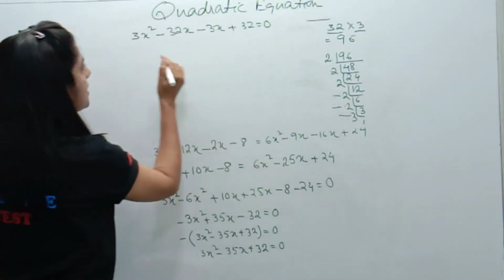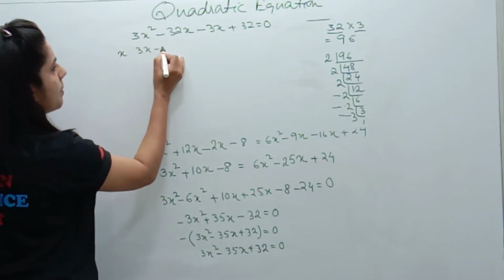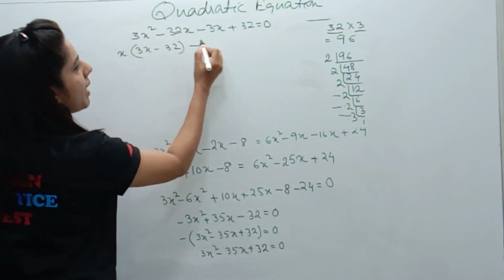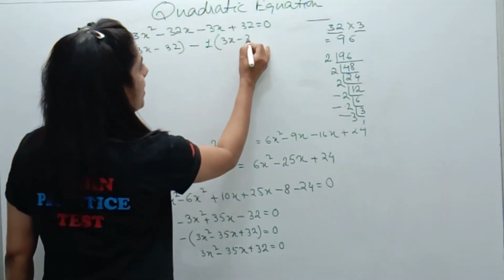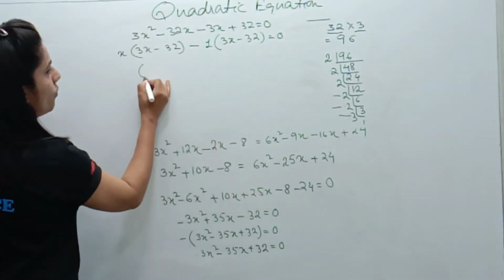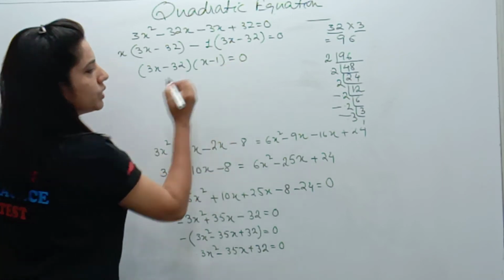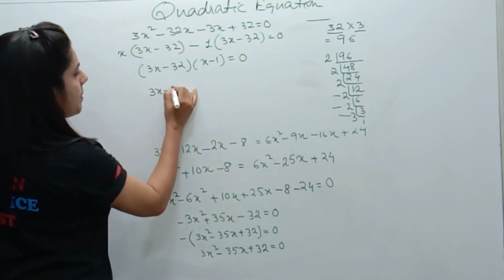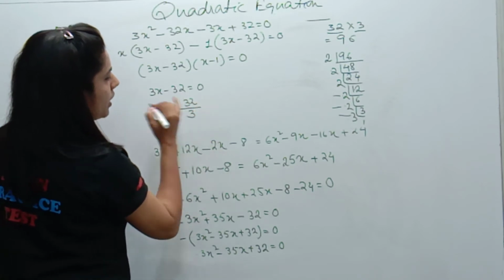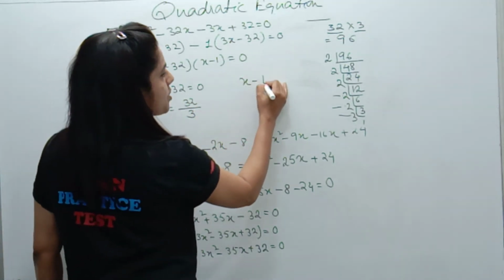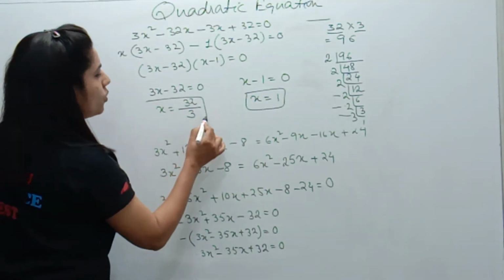So these are the two factors. Let us take x common. So it will be 3x minus 32 and minus from here nothing is common, so 1 is common. So it will be 3x minus 32. So the two factors are 3x minus 32 and x minus 1 equal to 0. So once we make 3x minus 32 equal to 0, x is equal to 32 upon 3. The other factor is x minus 1 equal to 0. So x is equal to 1. So these are the two factors we get.